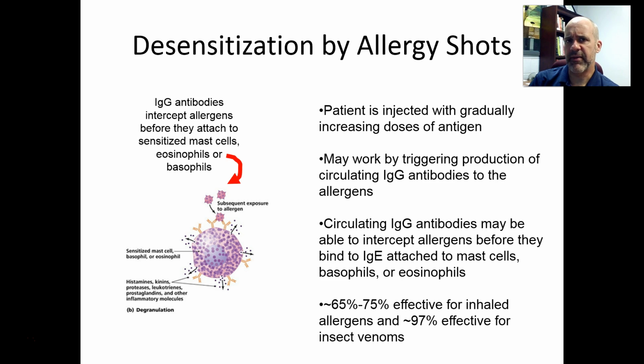So apparently for things that you inhale, this type of desensitization is about 65 to 70% effective. But for things like insect venoms, it's about 97% effective. So if you do have a child who's allergic to something like bee venom or fire ant venom, it's probably a very good idea to try to have them desensitized with allergy shots. It can help limit their risk for experiencing systemic anaphylaxis.